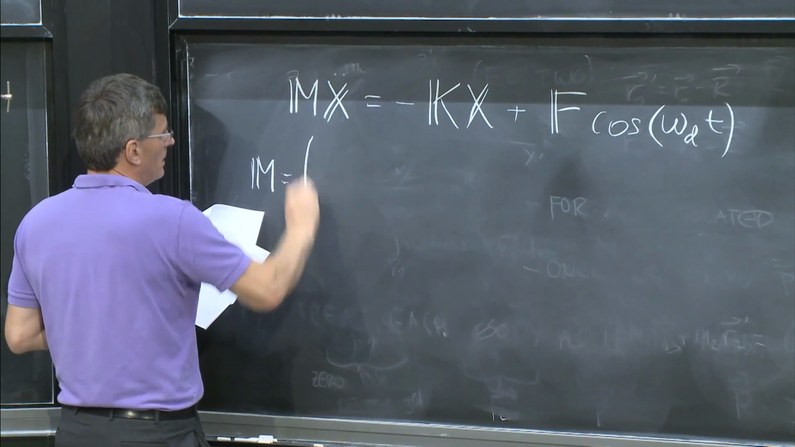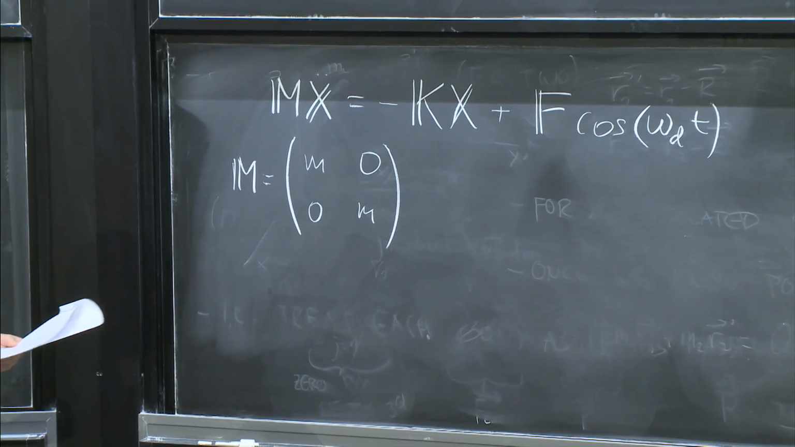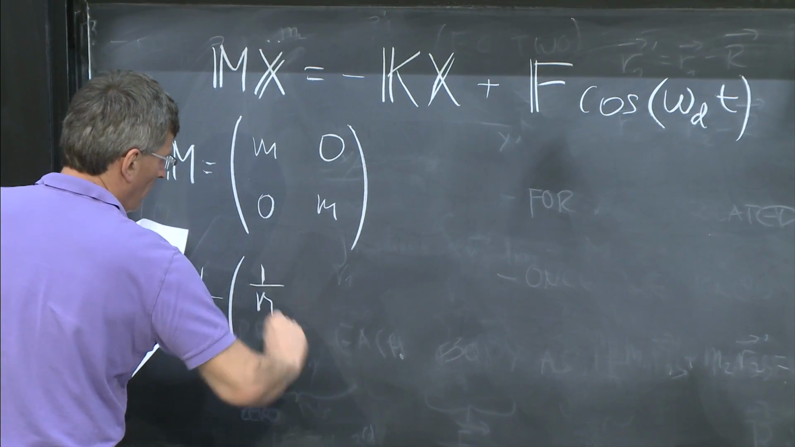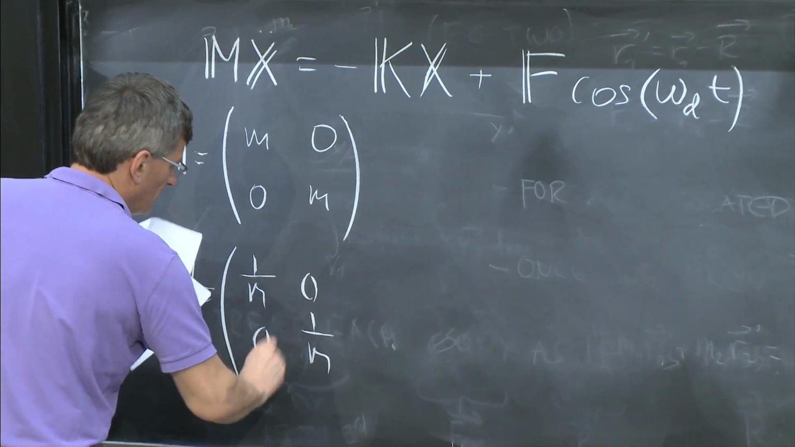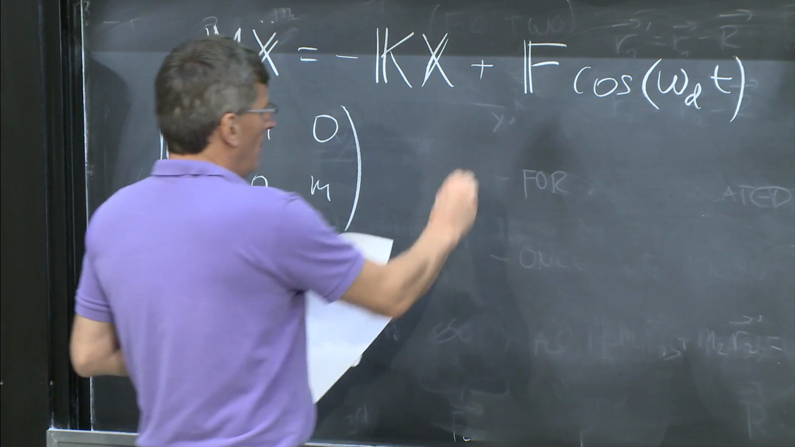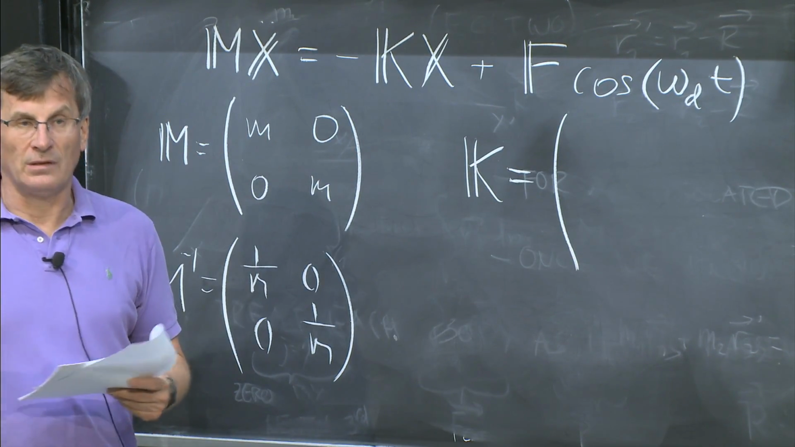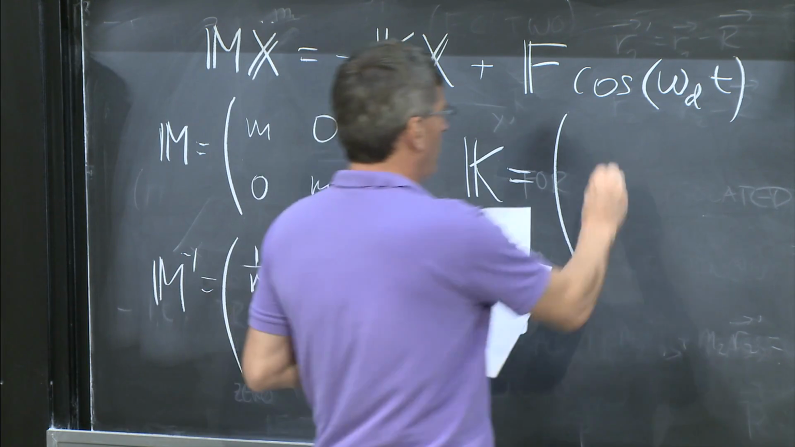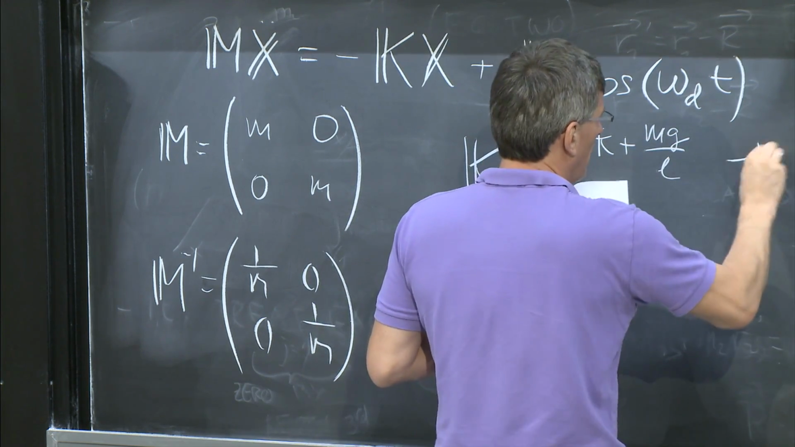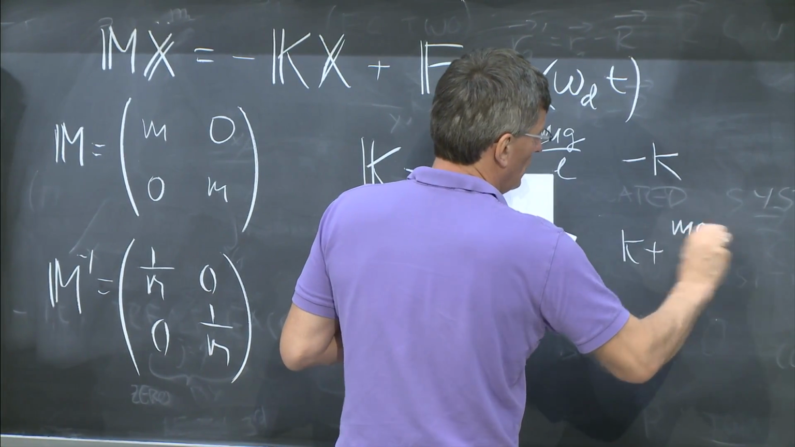Matrix M is M, 0, 0, M. This is just the mass of the individual systems. We use M inverse, which is 1 over M on the diagonal, and 0 and 0. So this carries information about masses, the inertia of the system. Matrix K contains information about all the springs in the system and some pendula effects. So we have K plus mg over L, minus K, minus K, K plus mg over L.